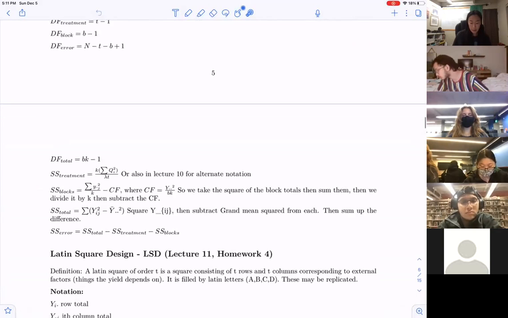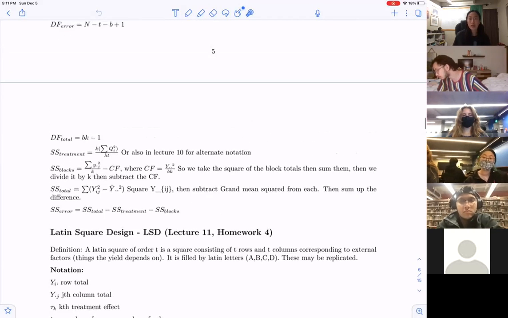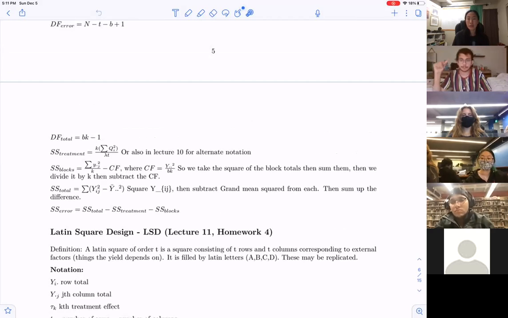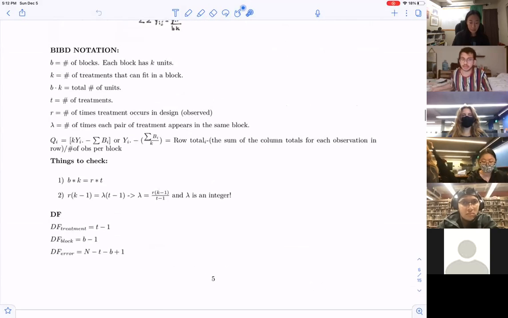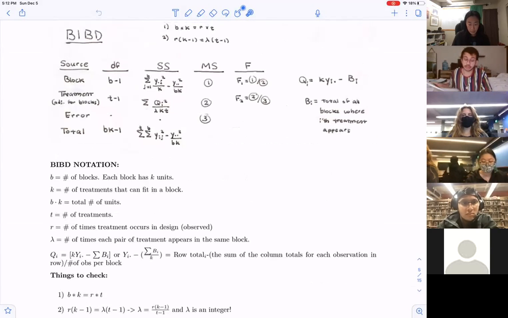Okay, let's see. Does anybody have any questions, by the way, about anything up until the midterm or want to discuss anything? I think there might have been an error with the BIBD ANOVA table. I sent you a homework problem earlier in the textbook, and I wasn't able to get the correct answer with the SS of treatment formula that's on there. Instead of it being divided by lambda, K, and T, it was multiplied with K divided by lambda and T. So the K should be in the numerator. I just wanted to confirm to make sure that was correct.